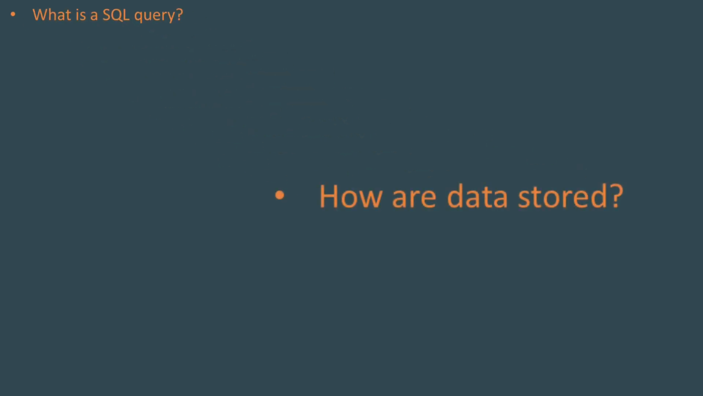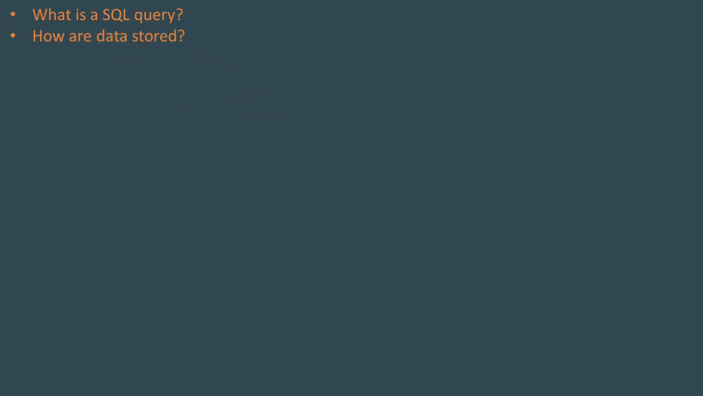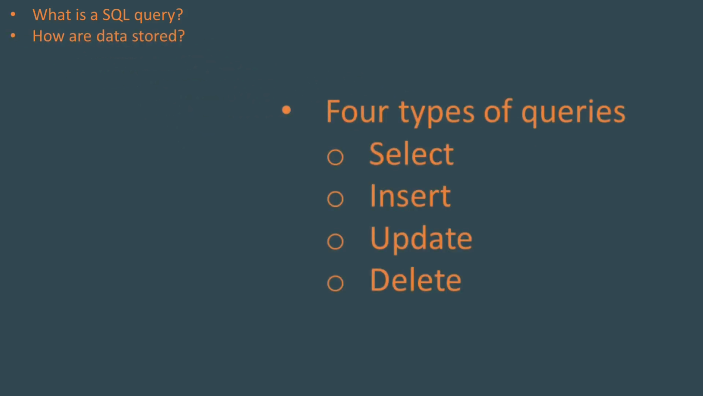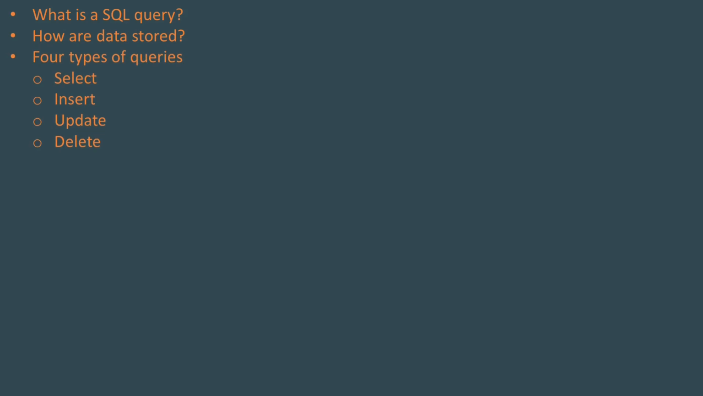In this course, we'll be covering the basics of SQL queries. Here's what we'll be going over. What a SQL query is. How data is stored in an Oracle database. The 4 main types of queries, which include select queries for retrieving information from your databases, insert queries for adding, update queries for changing, and delete queries for removing. We're going to touch upon database schemas and synonyms, as these have an effect on how we write our queries.